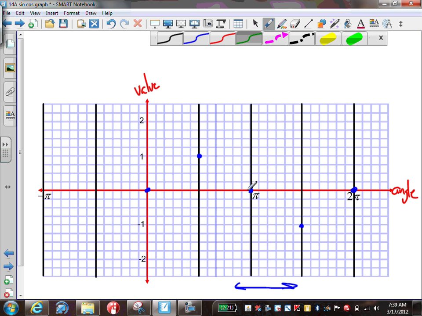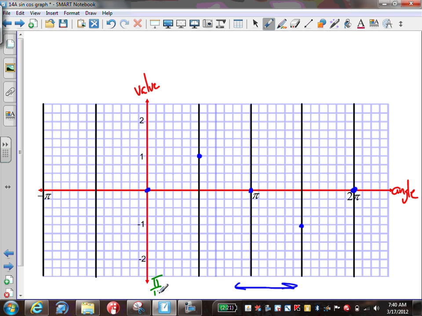Notice I have 12 squares here, so every box is 1/12 pi. So if I go around pi over 6, that means I'm going to go 2/12 pi, 2 boxes, and I go up to 1/2.